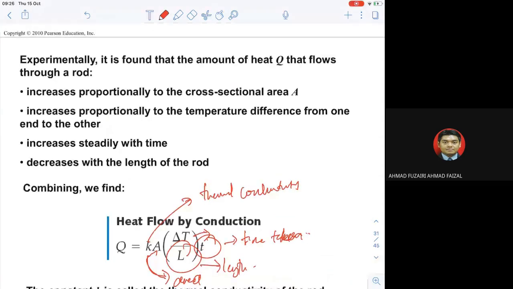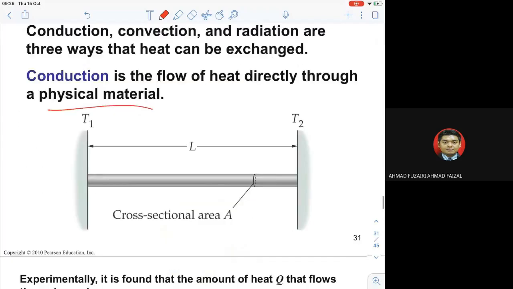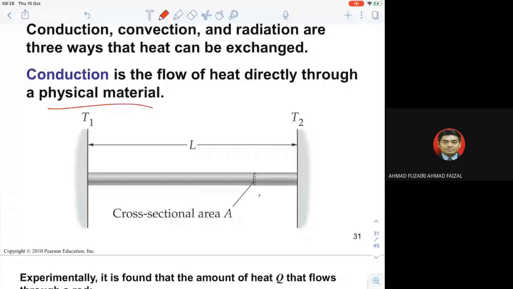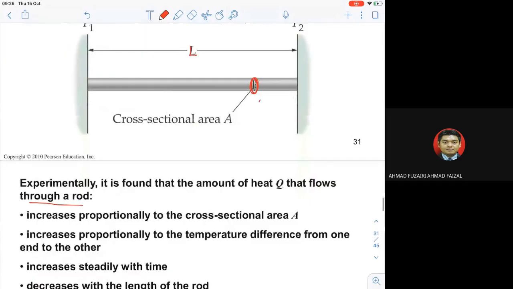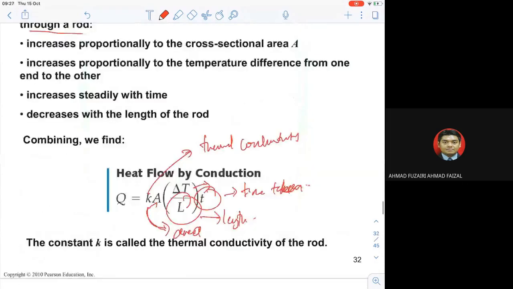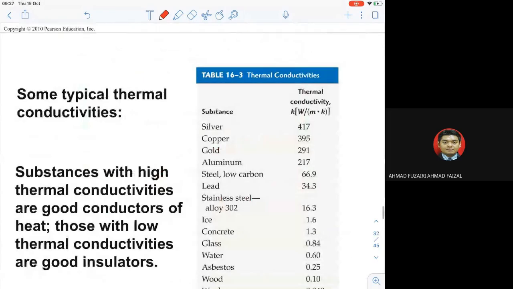As I said to you, experimentally, it is found that the amount of heat that flows through a rod, let's say like this, so you try to give heat at one point, and we have an area. Try to imagine this is a cross-sectional area. We also have time taken, meaning that there will be time taken for this part to reach a certain point. So this is the value for the typical thermal conductivities for each material. Every material has its own thermal conductivity.